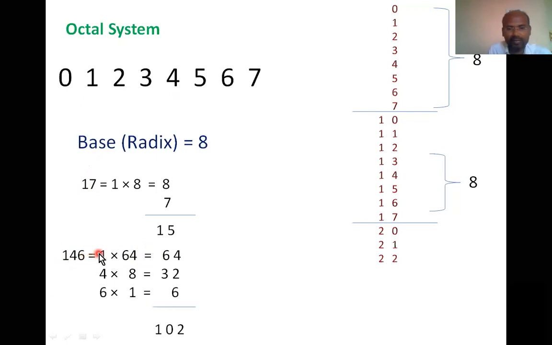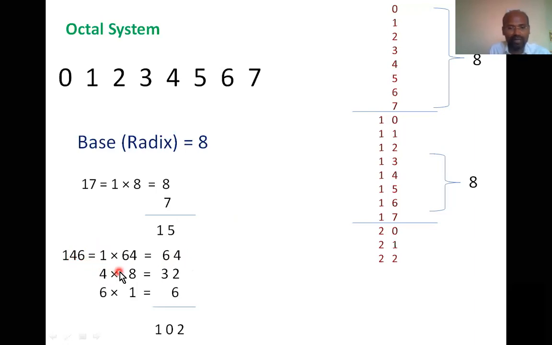8 squared is 64, right? This one tells us we have used all the symbols 64 times, so 1 into 64. Keep it aside. What about this 4? It tells us we have used all the symbols in the octal system how many times? 8 times. Very good.